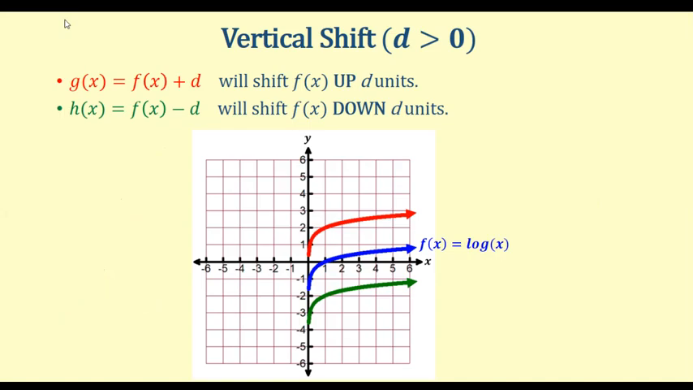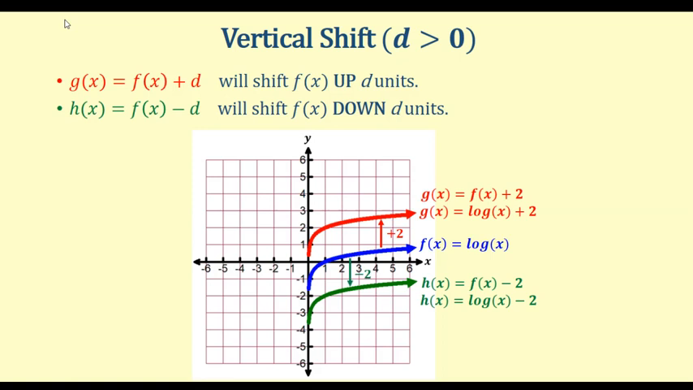That's the d value. So if we say g of x is equal to f of x plus d, that will shift f of x up d units. If we have something like h of x is equal to f of x minus d, that will shift f of x down d units. For example, here, the blue function is our parent function. We have f of x plus 2. We have f of x minus 2. The plus 2 shifts up 2 units. The minus 2 shifts down 2 units.